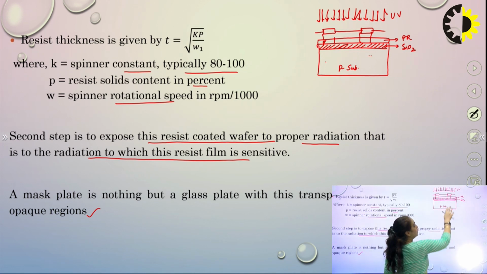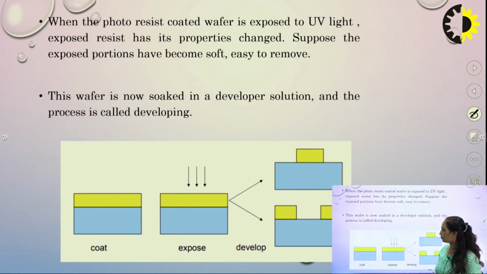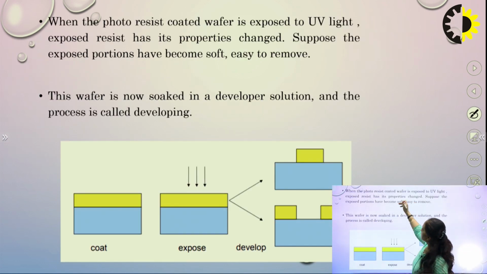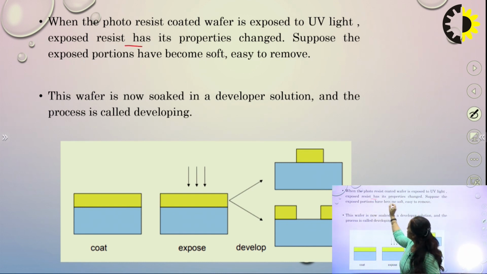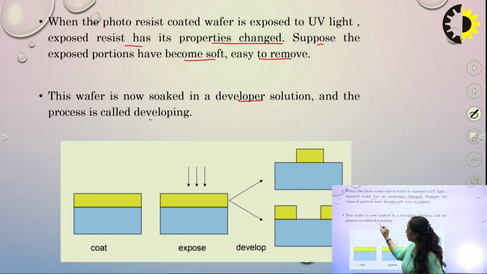Okay, so we are going to remove PR and silicon dioxide over these areas, and after that we have the dedicated area where you don't have the silicon dioxide, and over that area we are going to diffuse the N+ doping. So when the photoresist coated wafer is exposed to UV light, the exposed resist has properties changed, and suppose the exposed portion has become soft and it can be easily removed. This wafer is now soaked in a developer solution, and the process is called developing.